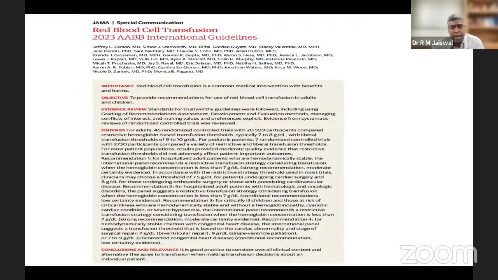This is the latest guideline, published only last week, for red blood cell transfusion by JAMA, in just the month of November. This is from the American Association of Blood Banks, which gives international recommendations, and suggests that we should always use a restrictive transfusion strategy: if the hemoglobin is less than 7, then you can plan for transfusion. If hemoglobin is more than 7, you should always restrict your transfusion request.